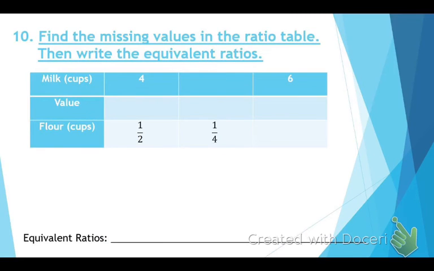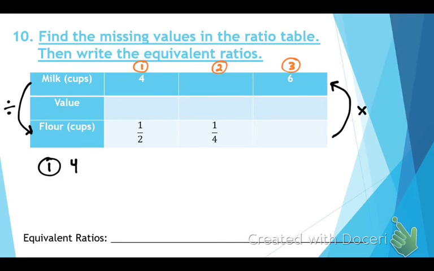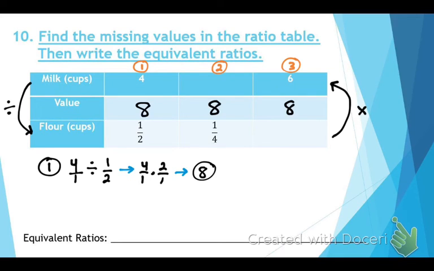All right, so guys, find the missing values in the ratio table. How do I figure out what the missing value is going to be? Divide. Okay, so if you remember, if I am working from the top to the bottom, I will always divide. So I'm going to take the first thing that I have there. 4 divided by 1/2. What do I have to do now? KFC. That means 4 times 2/1. Guys, what's 4 times 2? 8. So what's the value of my ratio? 8. Now remember, that means it's going to be 8 all the way across.